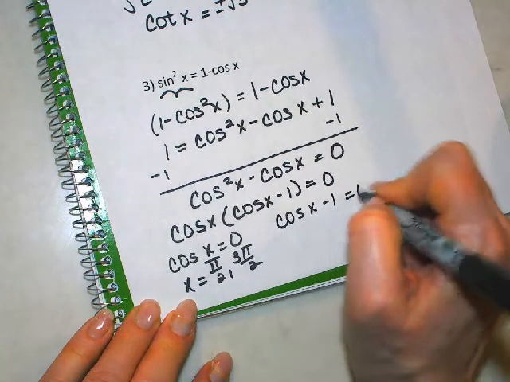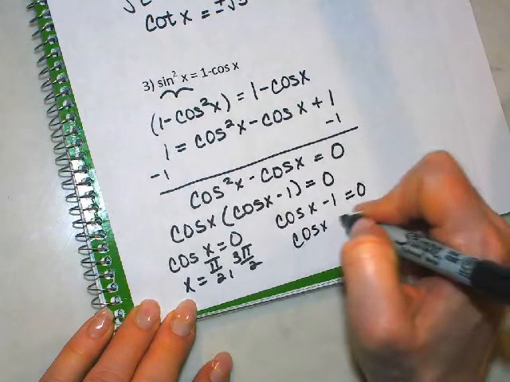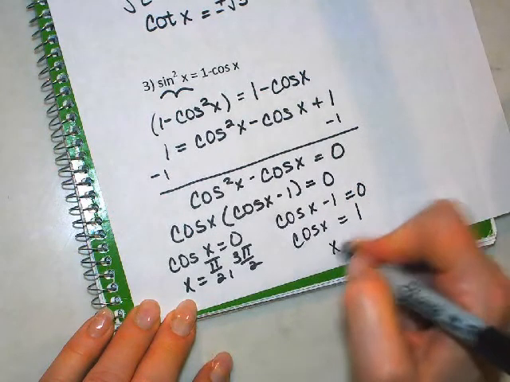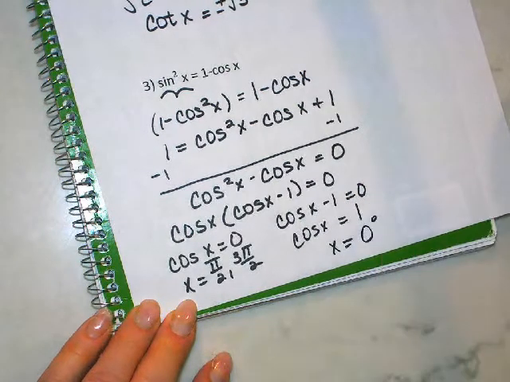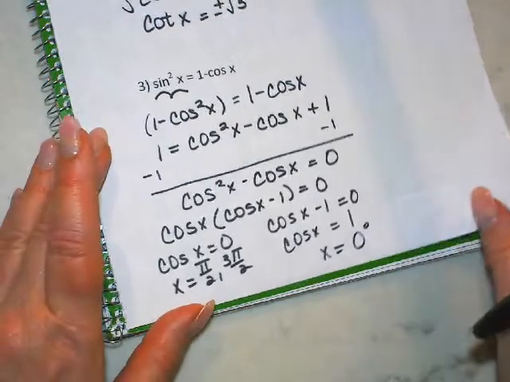And cosine x minus 1 equals 0. Cosine x equals 1. X equals 0 degrees, or if you wanted to write 2 pi. Okay, so that was 5-3.